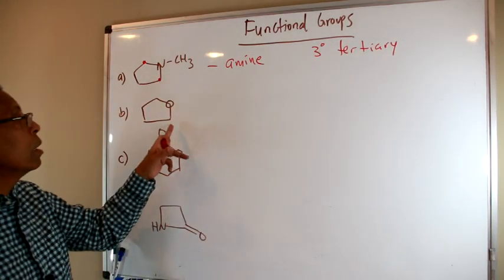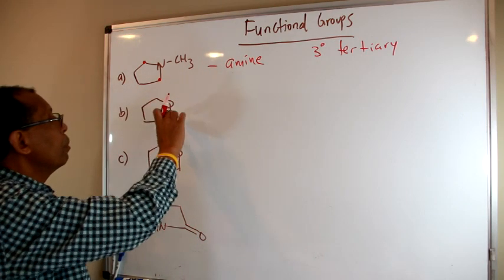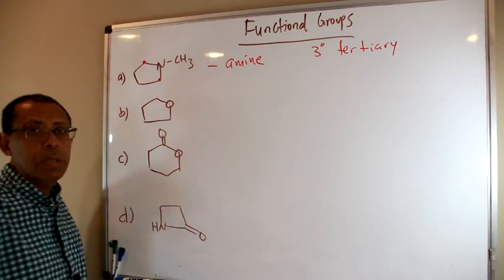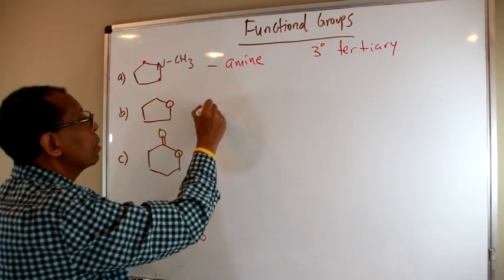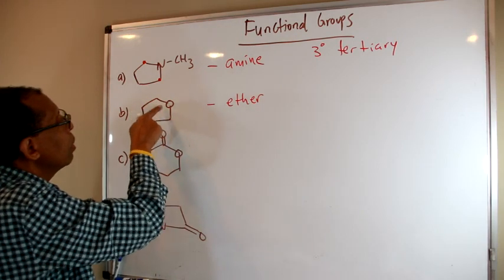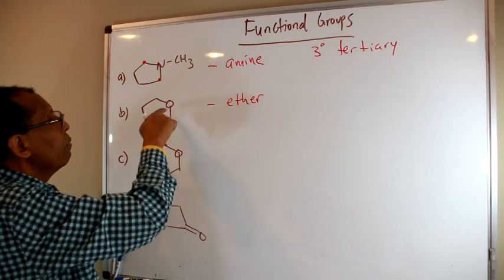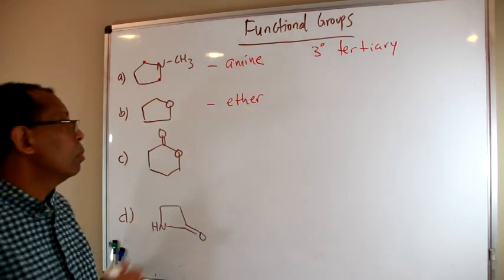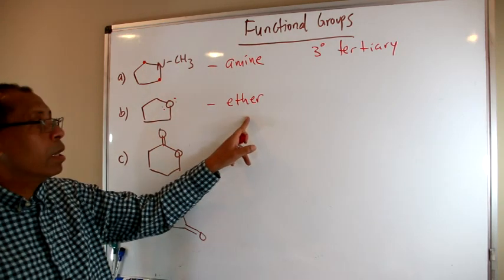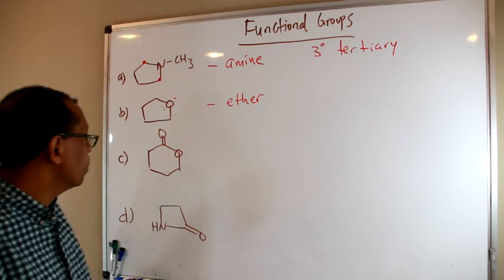In the next one, you see compound B. You have a 5-member ring, but one of the carbons is replaced by oxygen. So this is an ether because R, O, R prime. That means whenever you have an oxygen bridging 2 R groups, that would be an ether. Here, it is a cyclic ether compound.